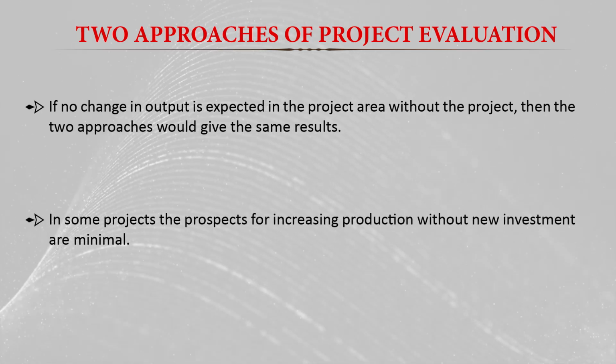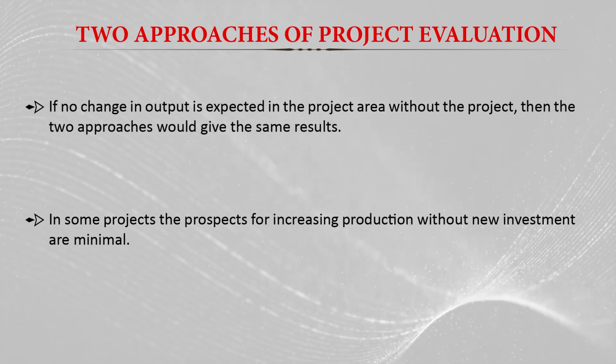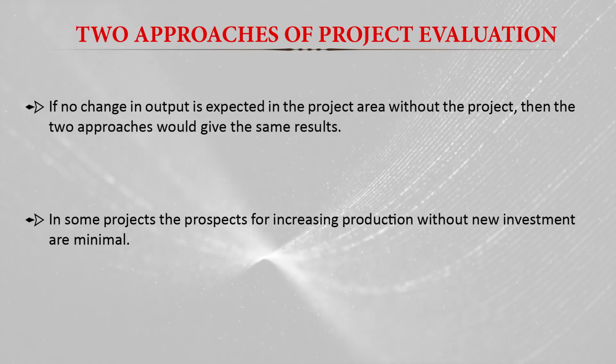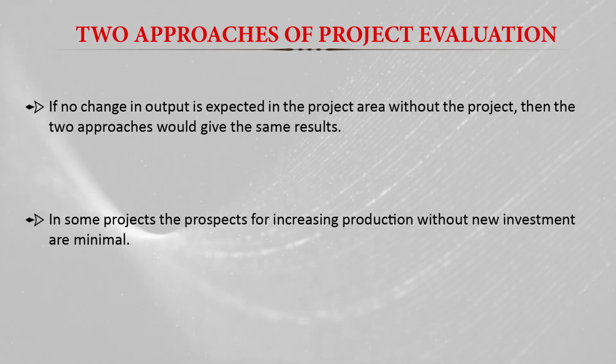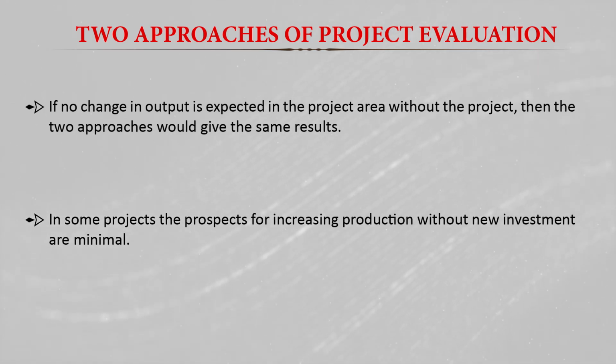But in some projects, and this is another condition, in some areas increasing the production cannot be possible without new investment. For example, in a dry area, when we introduce a small irrigation project, only then can the production be increased. So the prospect of increasing production exists only when we have some irrigation development project in that area.